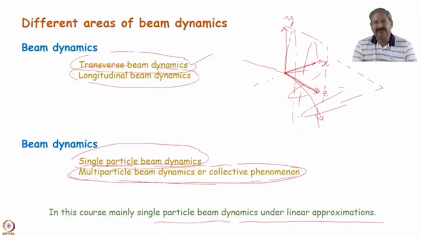That kind of motion, where we are introducing non-linear terms in the Hill's equation and trying to solve that equation, can give rise to stable and unstable motion of the Betatron oscillations. That kind of study is known as non-linear beam dynamics. So in this course we will not touch that kind of dynamics. We will restrict ourselves to linear approximation and mainly single particle beam dynamics. I will give one example of collective phenomena in the later lectures.